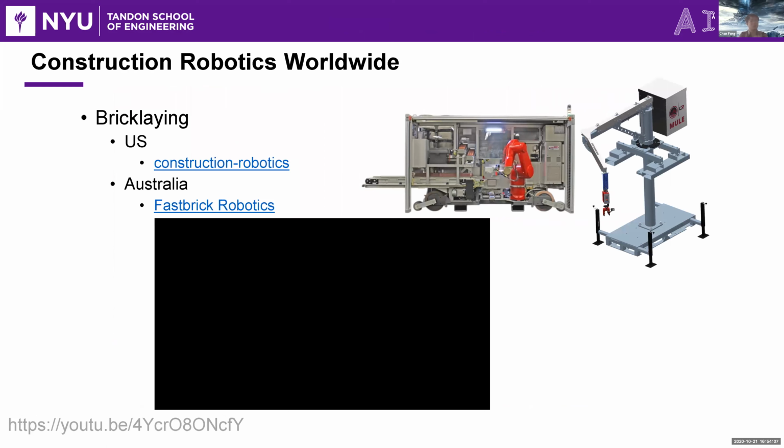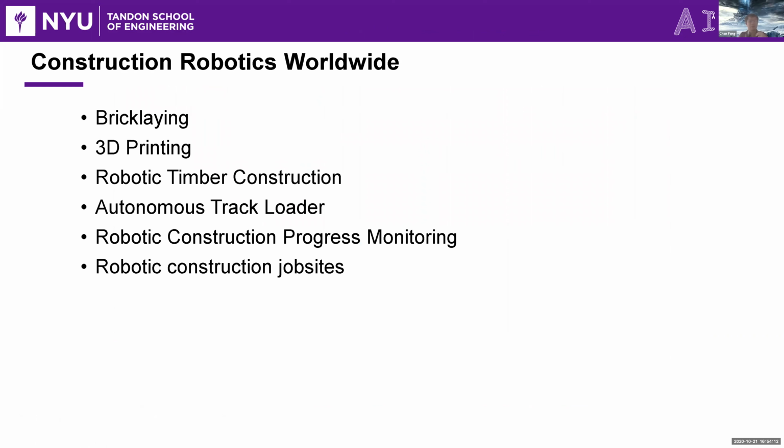So I want to quickly play several videos regarding one of my core research areas, which is to combine mobile robotics with 3D printing. Actually, we have an ongoing project funded by NSF to develop mobile 3D printers that can allow us to print while moving. So here, I want to show everybody what is going on worldwide in this area. People are doing different, related things such as bricklaying, 3D printing, timber construction, and so on and so forth.